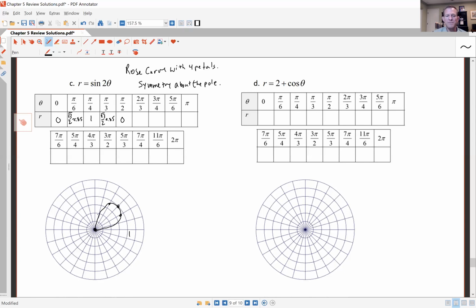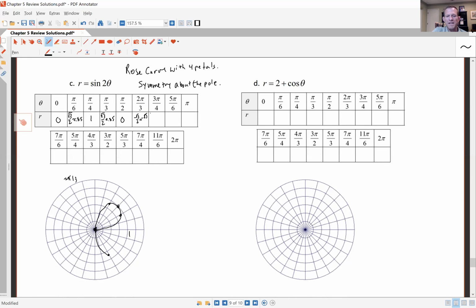Now sine of 2 times 2 pi over 3, that's the sine of 4 pi over 3. That's negative root 3 over 2. Negative 0.85. So at 2 pi over 3, we're at negative 0.85. So remember, we started off at 0, and then ended up at 0.85 at pi over 3. So the graph is looking like this.